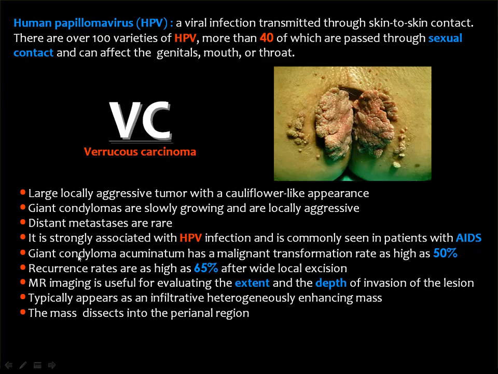Then the giant condyloma acuminatum may have a malignant transformation rate as high as 50% and a recurrence rate as high as 65%. The disease can be easily diagnosed by inspection, but the value of imaging, especially MRI, is to evaluate the deep extent of the tumor and its relation to the adjacent organs.